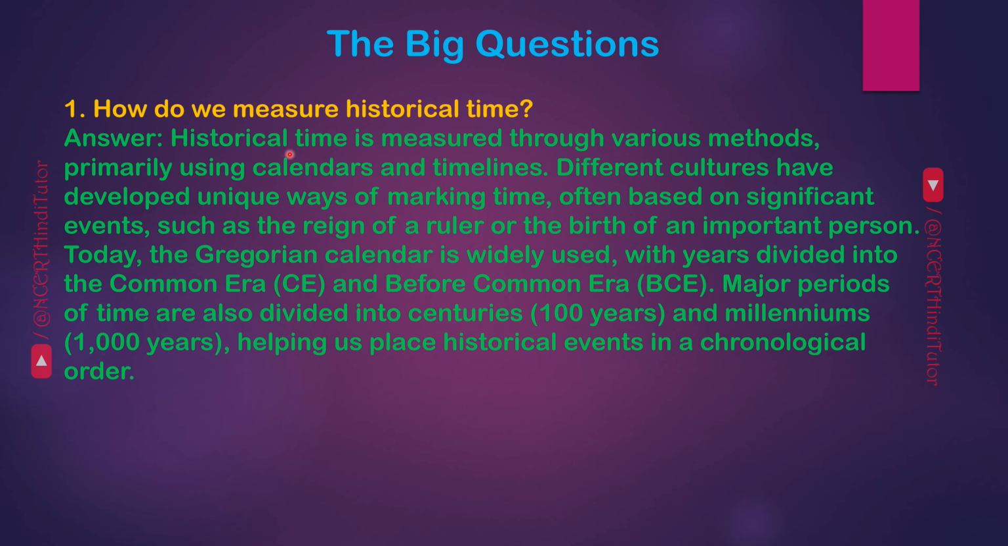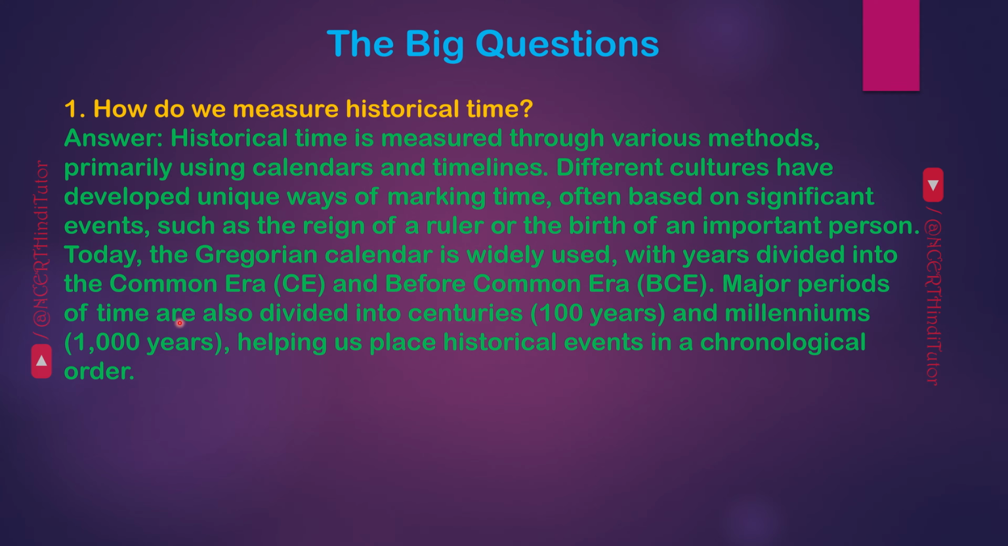Answer: Historical time is measured through various methods, primarily using calendars and timelines. Different cultures have developed unique ways of marking time, often based on significant events such as the reign of a ruler or the birth of an important person. Today, the Gregorian calendar is widely used, with years divided into the Common Era CE and Before Common Era BCE.